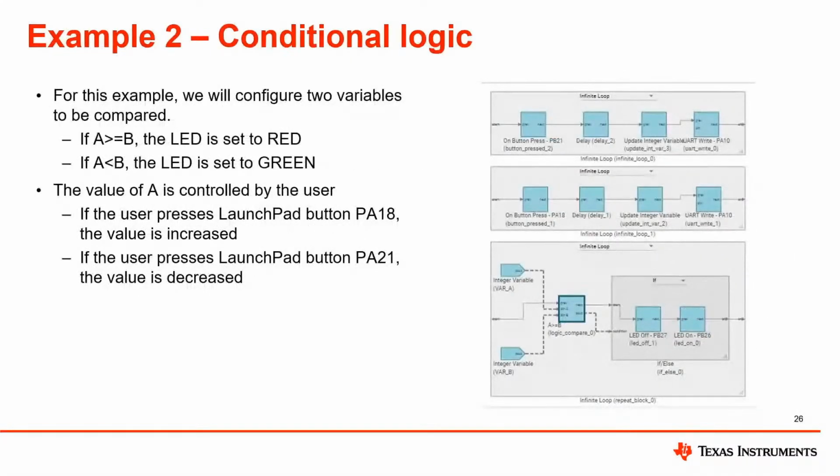Like I mentioned, this whole project involves three different infinite loops, one for increasing the variable with the first button, one for decreasing the variable with the second button, and one for checking the current status of the variable against the threshold and changing the LEDs accordingly. And once again, within a couple minutes, you've helped to create a working microcontroller firmware.